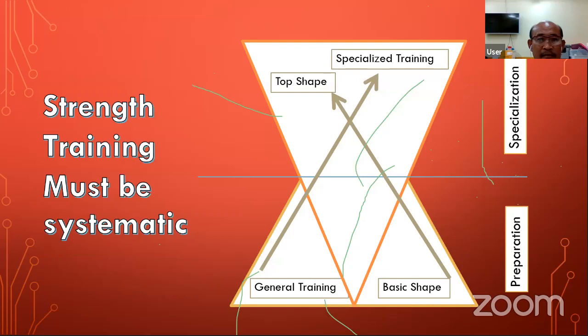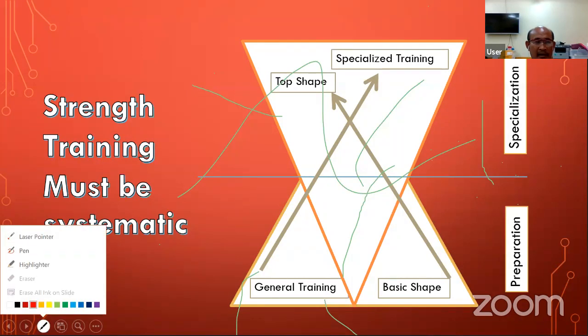This one, a strength training. Sorry, I don't know what happened. Oh, no problem.